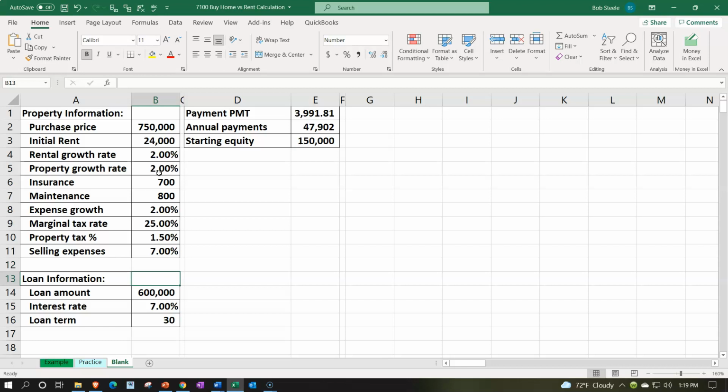We're going to say that the loan information, loan amount $600,000, which we're saying is 80%, meaning we put 20% down on the $750,000. Now, obviously, if it was a large loan or something like that, you might have multiple loans. The loan structure could be a little bit more complex, possibly, but we're going to say $600,000 on the loan. We're going to say the interest rate is 7%. The loan is going to be for 30 years. And then we'll calculate the payment over here.